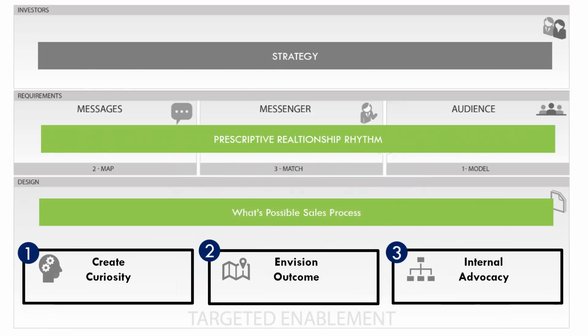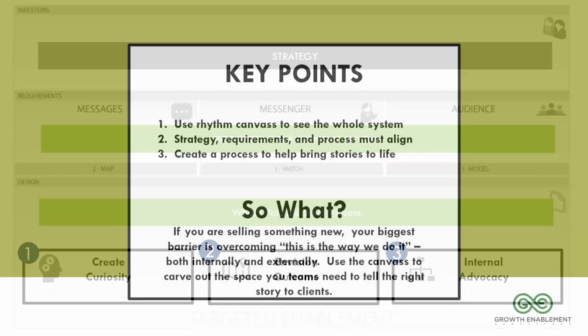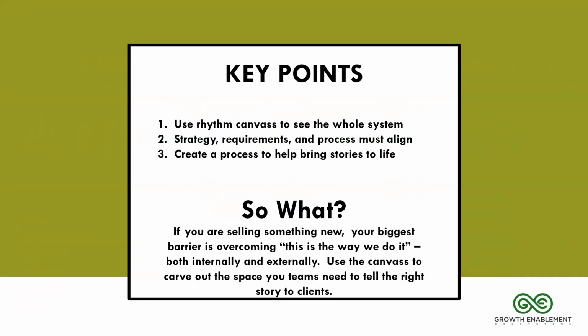We're designing a what's possible sales process that only has 3 parts. Part number 1 is we want to create curiosity. Part number 2 is we want to help create an envisioned outcome. And part number 3 is that we want to move on the mode of internal advocacy. So the key point is we can use this overall rhythm canvas to organize all of these different parts so that it becomes orchestrated and aligned. So we can see the whole system and do it systematically. I went through this in a few minutes. You can do this in a few days and keep iterating on it.